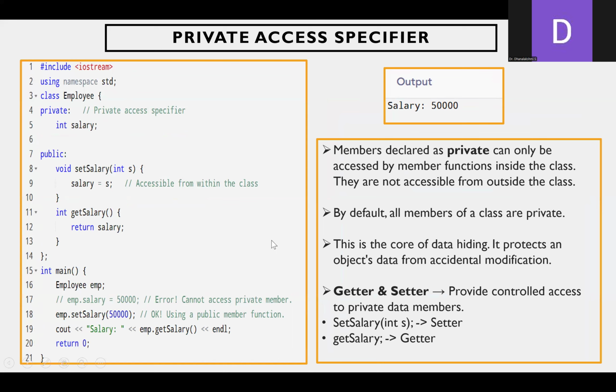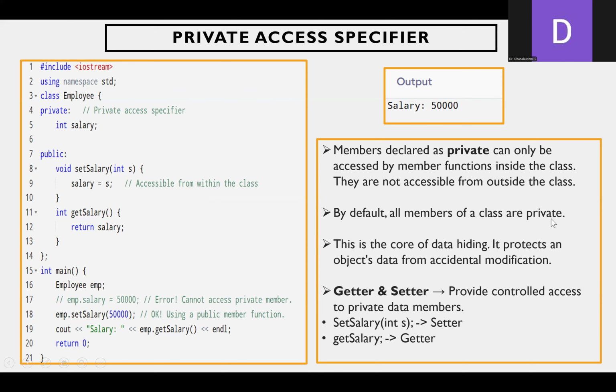Next, let's look at the private access specifier. When the members are declared as private, they can only be accessed by member functions inside the same class. They cannot be accessed directly from outside the class. This is the default access level in C++. If you don't specify any access specifier, members are automatically treated as private.